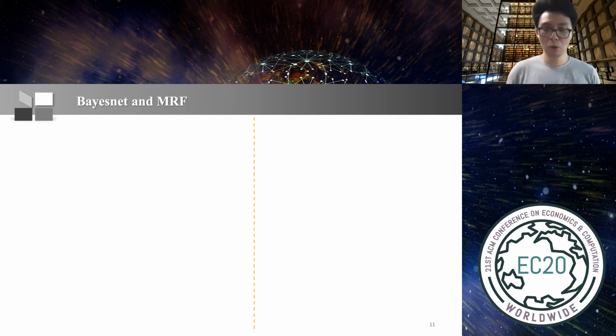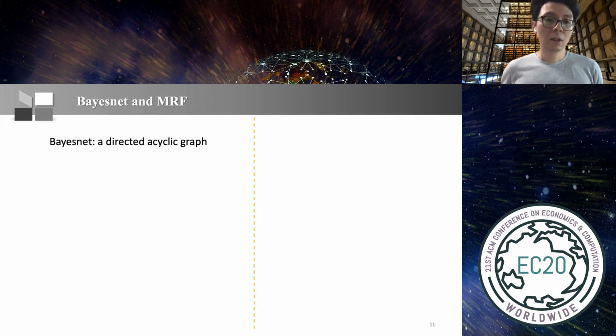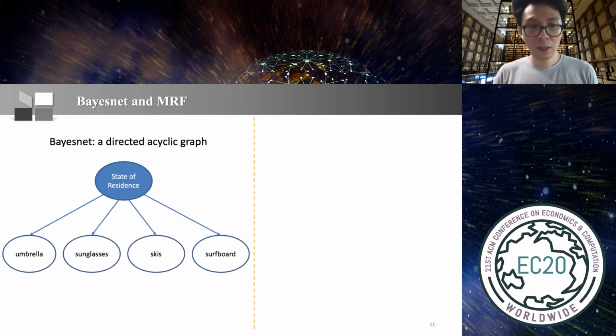Okay, so let me give you two examples. A Bayesian network is a model that you can represent as a directed acyclic graph, and the nodes in the graph are the random variables. Here I have a very simple Bayesian network. At the root, there's a latent variable, which represents, say, the state of residence of the buyer. Conditioned on that, the buyer's values for the four items I listed here will be independent. So that's a particular dependency.